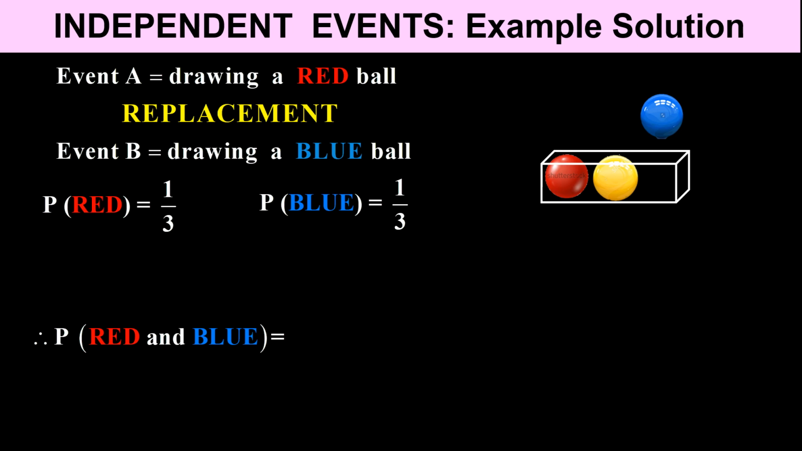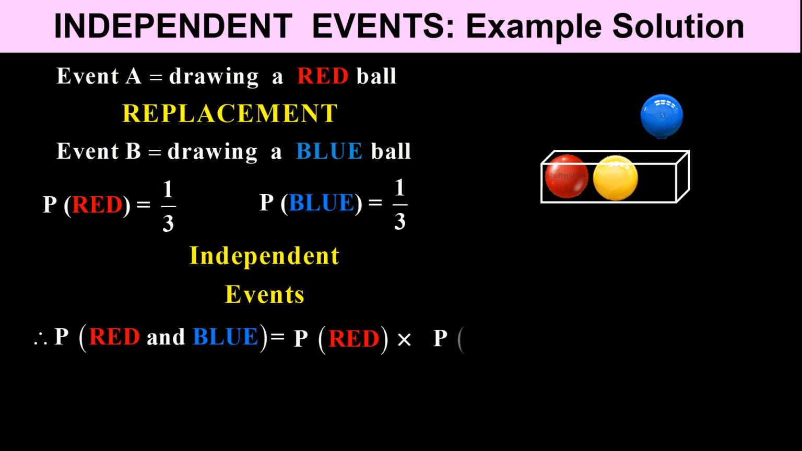So the probability of a red and a blue ball, because they are independent events, is the probability of drawing a red times the probability of drawing a blue. In this case it's 1 over 3 times 1 over 3, and that gives us a product there of 1 over 9, because they are independent events and there is replacement. So in other words, your sample space didn't change there.